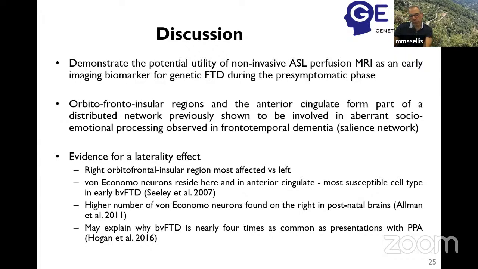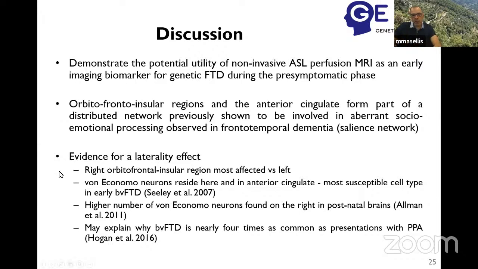We had evidence for a laterality effect. And why is this important? Well, first of all, we found that the right orbital frontal insular region was more affected than the left. And Bill Seeley had the hypothesis that von Economo neurons might be the first neurons to get hit by FTD pathology that resides there, and specifically in the anterior cingulate. And this might be the most susceptible cell type in early behavioral variant FTD.